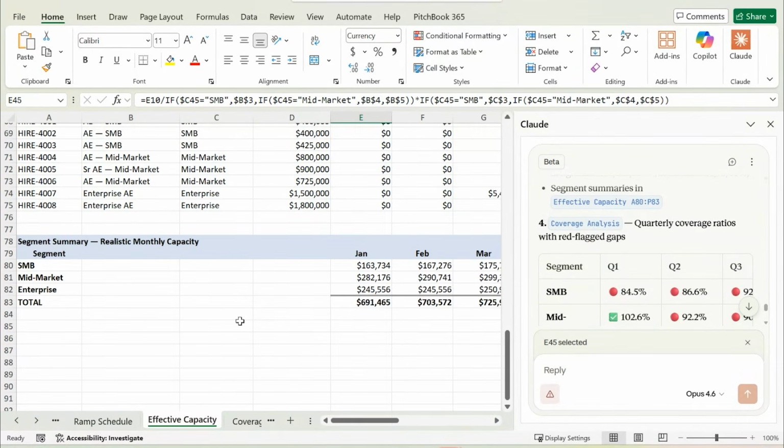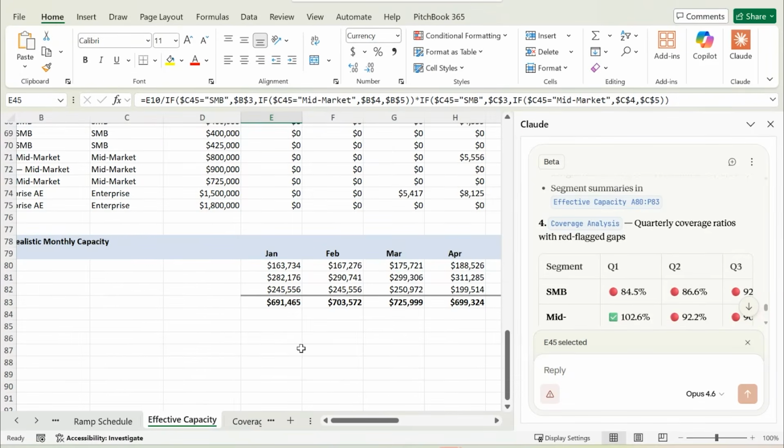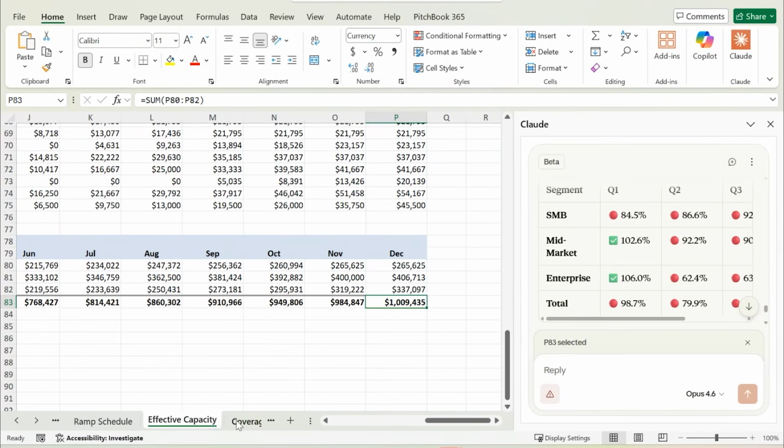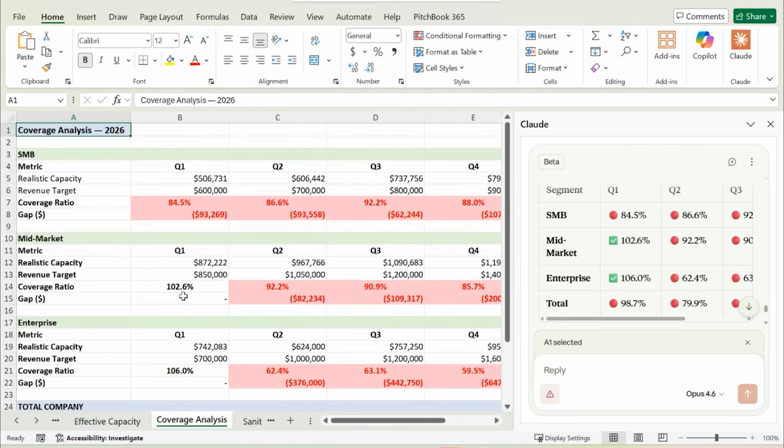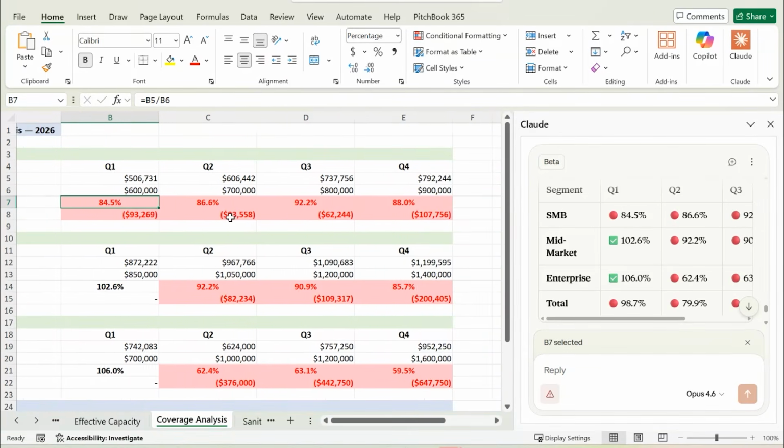All right, here's our capacity. This is kind of a drum roll moment here. So we have it broken down by segment. Looks like here. Oh, cool. So it broke out the coverage. This is cool. It broke out the coverage analysis and created ratios based on the realistic capacity and the revenue target and what our gap is to where we want to be.